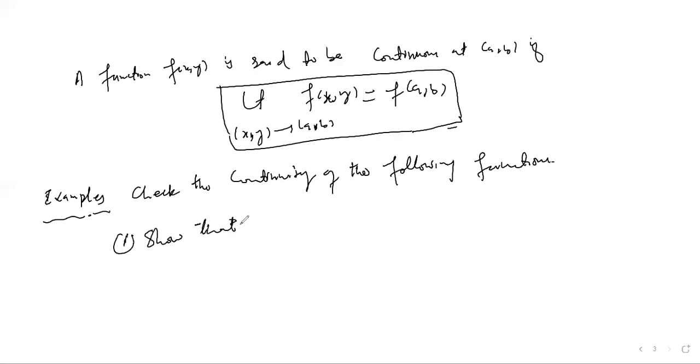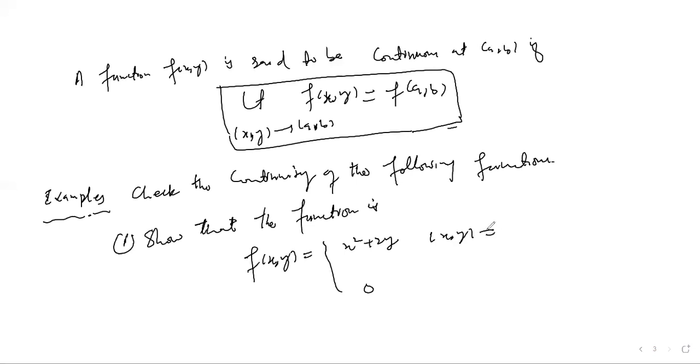What do we have to show? Show that the function f of x, y is equal to x square plus 2y, x, y not equal to 1, 2, and 0 when x, y is equal to 1, 2, is continuous or not?